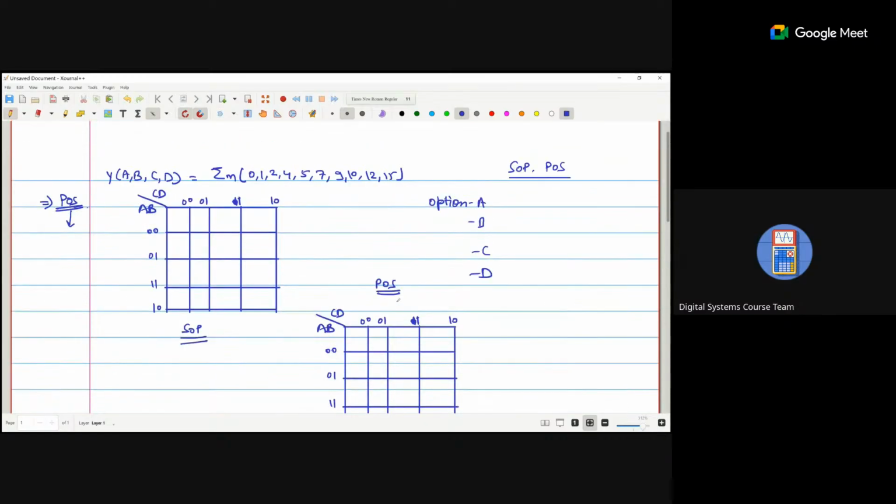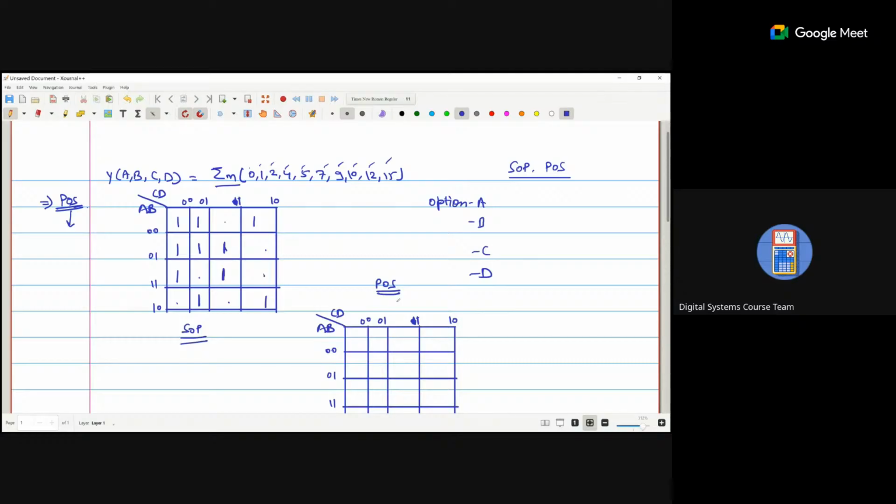Now, if SOP form, I just write 1 where sigma m is given, because sigma m means these are the terms where the output Y is 1. So I just write 0, 1, 2, 3 (3 is no term), 4, 5, 7, 6, 8, 9, 11, 10, 12, 13, 15, 14.